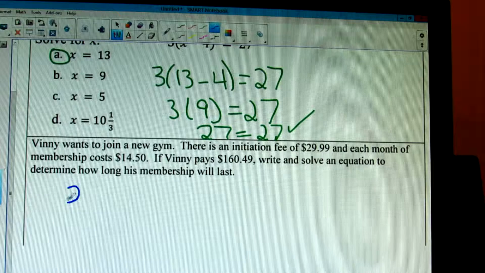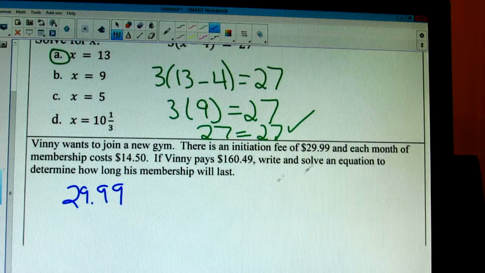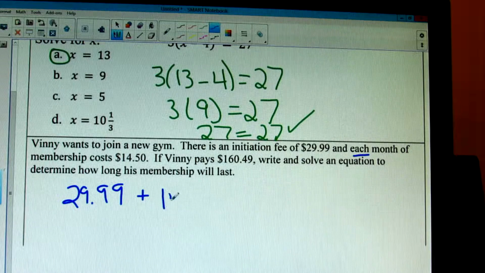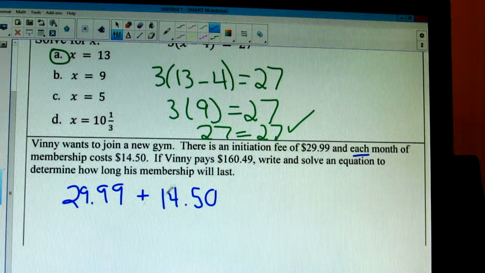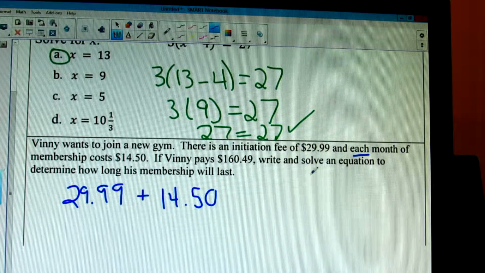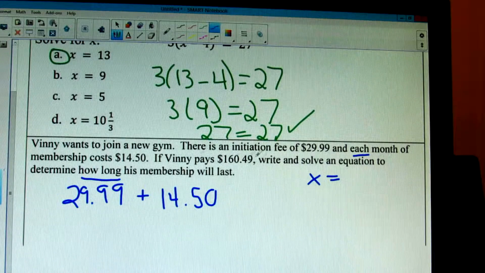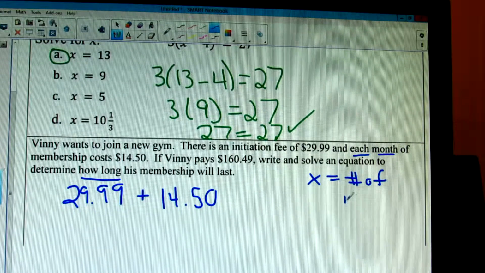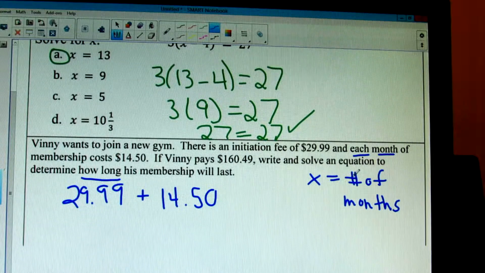Initiation fee of $29.99. Again, I'm reading the question and kind of writing some information as I go. And each month, each means timesing. Each month, he has to pay $14.50. Now, they don't give me a letter or a variable, so I'm going to pick the letter X. The letter X is going to represent how long his membership will last. And we know the only amount of time they told me is months. So X is going to represent the number of months. Yes, that's not a hashtag, that means numbers.